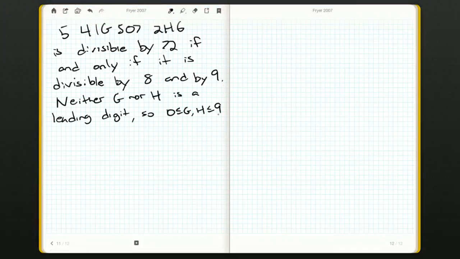So they can both lie anywhere between 0 and 9. That's fantastic. So I can tackle these in any order. I'm tackling divisibility by 8 first because that will just involve H, and so I'll get a list of possible values of H.